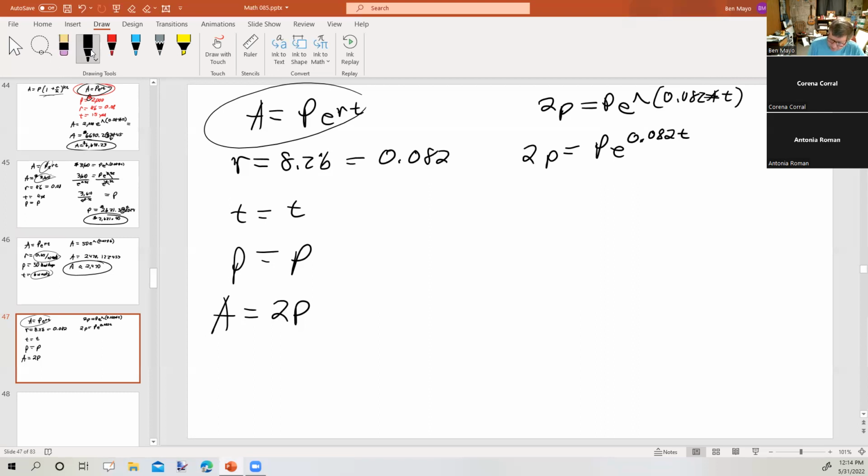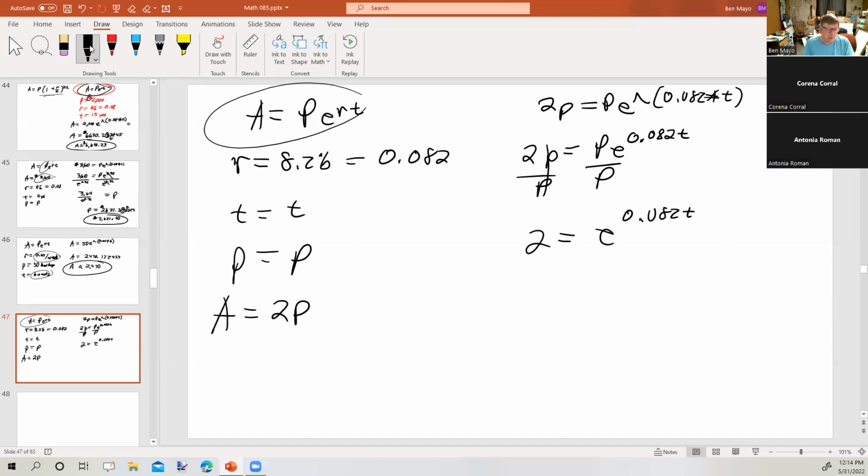I need to solve for T, which is an exponent. But before I can do that, I need to isolate the exponential part of the problem. Well, I can get rid of P by dividing both sides by P. So 2 equals e to the 0.082 T power.